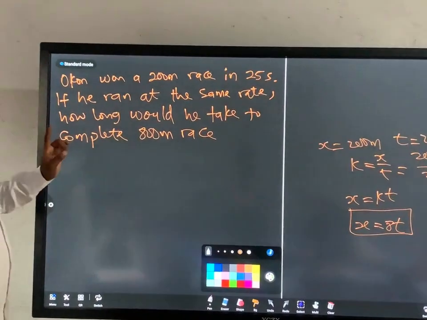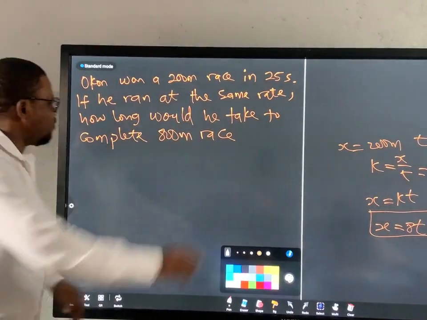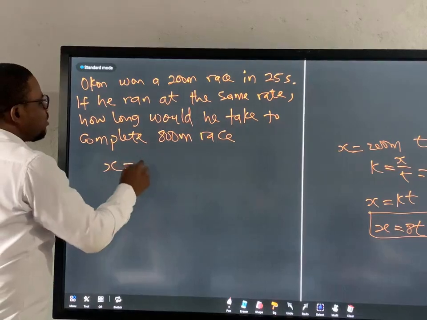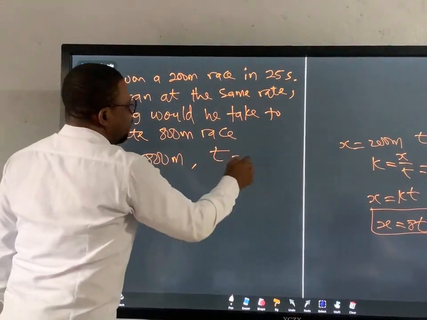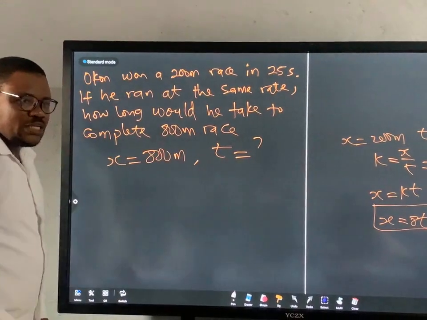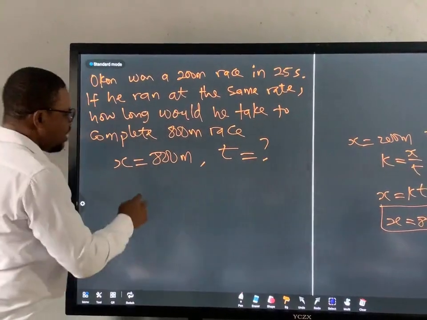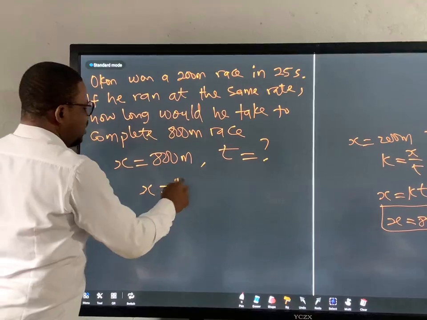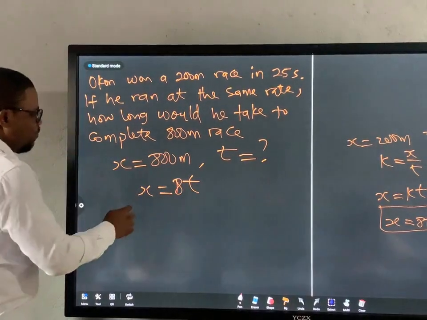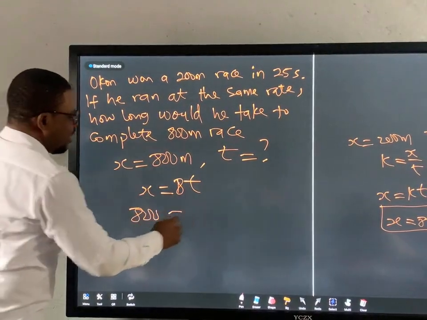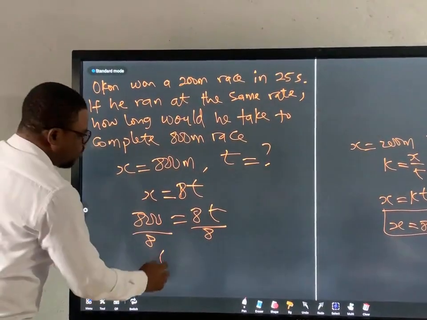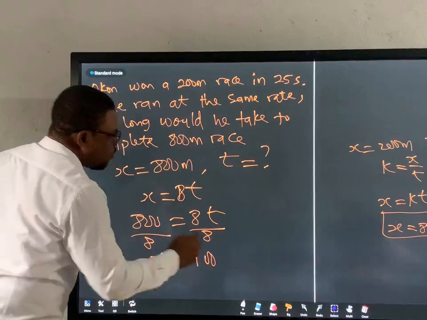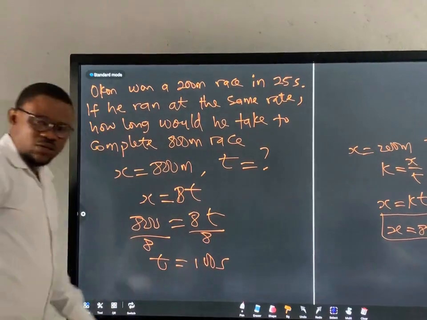Now they're asking us to find a time when x is equal to what? 800 meters. What is now the new time? Again, we know that x is equal to 8t, right? So if x is 800 and I have 8t on this side, I divide this side by what? By 8. T becomes what now? 100. 100 what? Seconds.